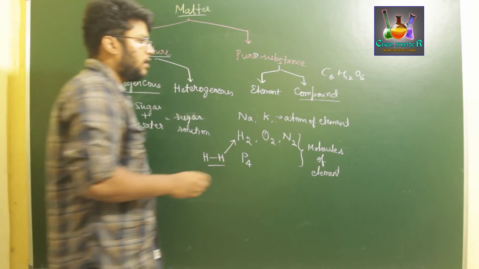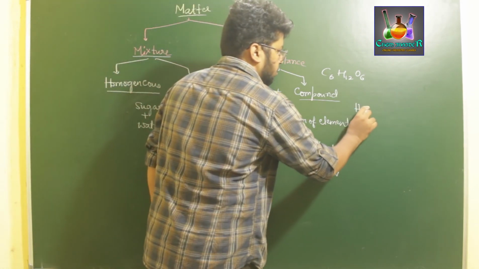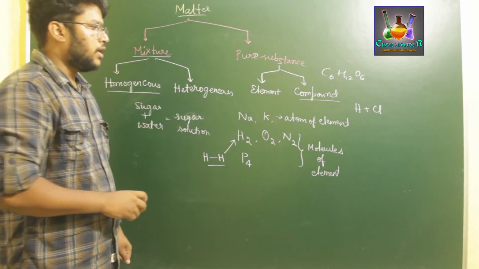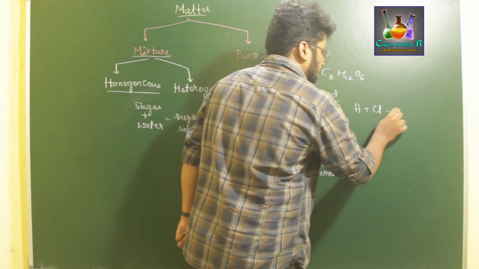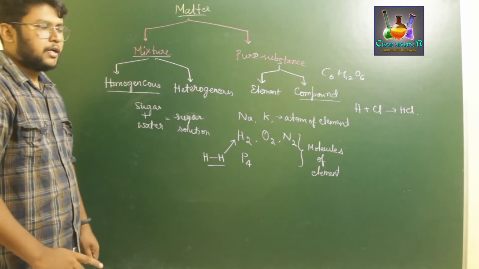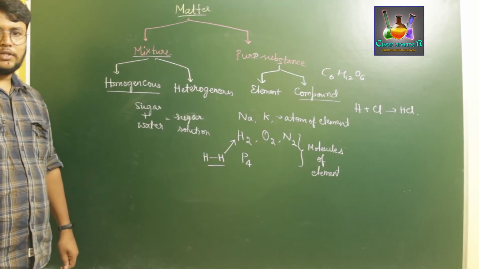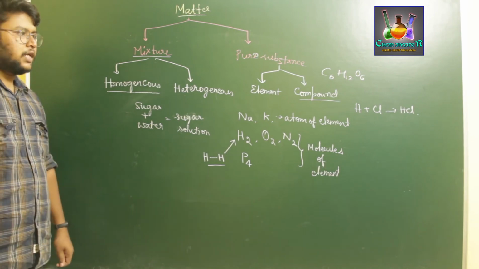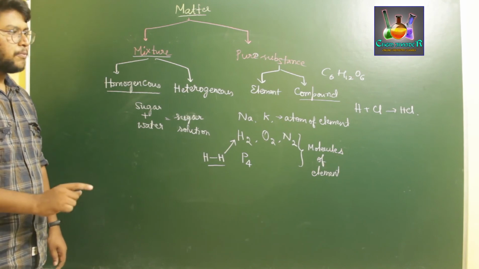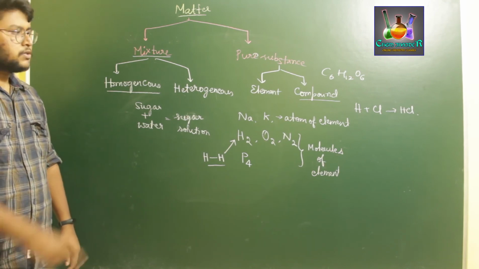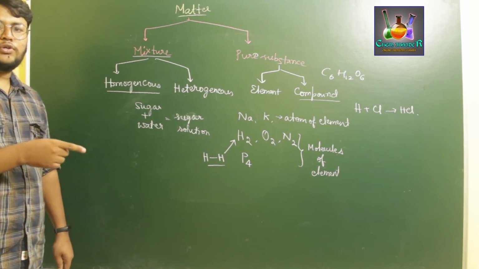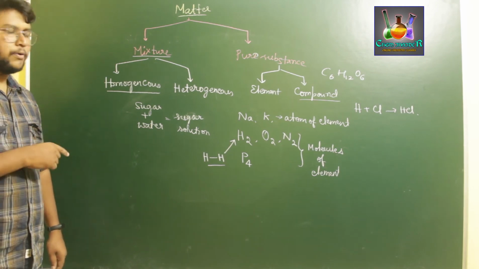Like for example, if we consider H with Cl, H and Cl together we call HCl, and this is a compound. So here two atoms of two different elements are getting combined to form a compound. This compound is a molecule of a compound. So here H and Cl combine to form HCl, a molecule of hydrochloric acid.